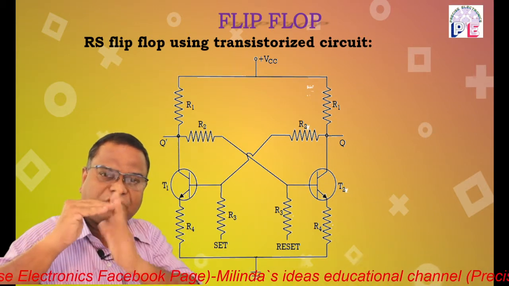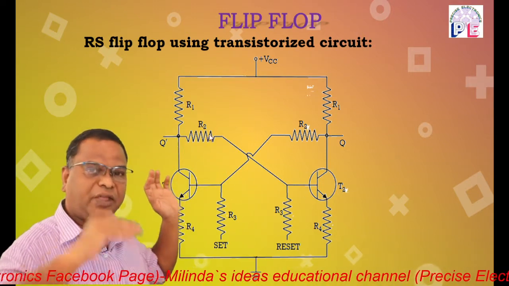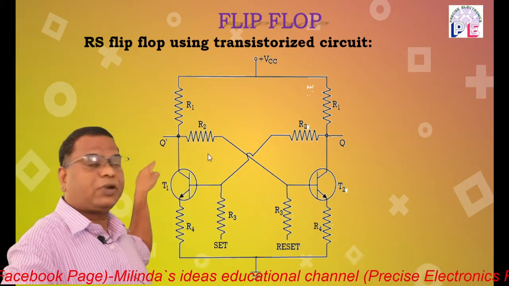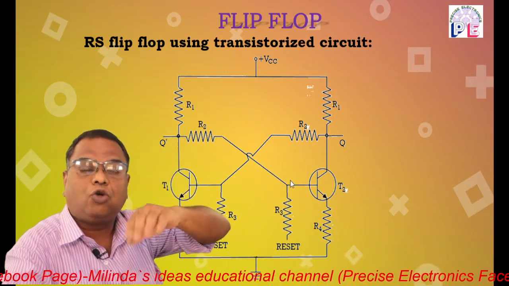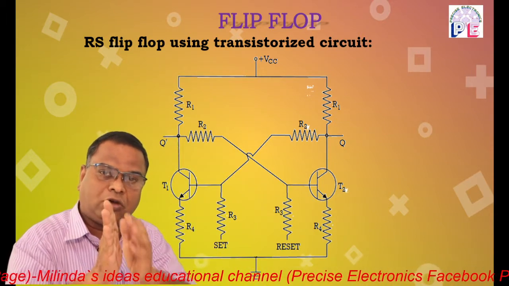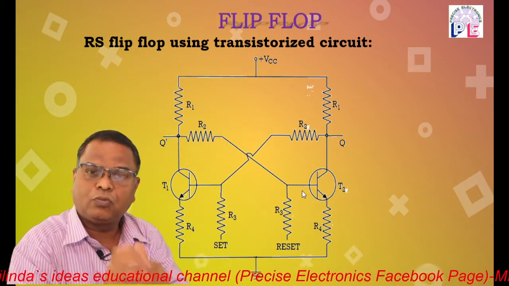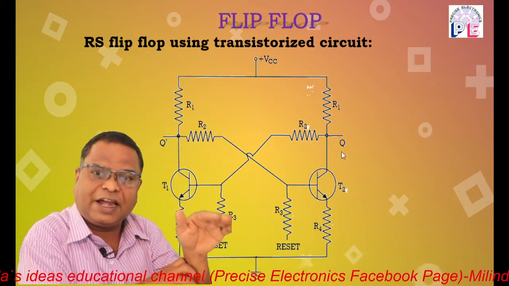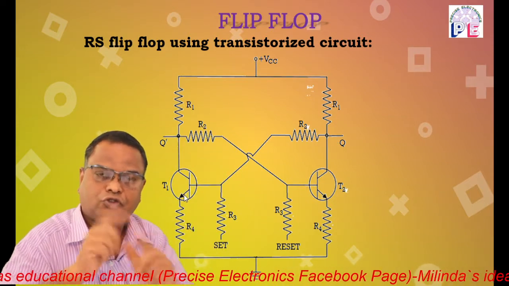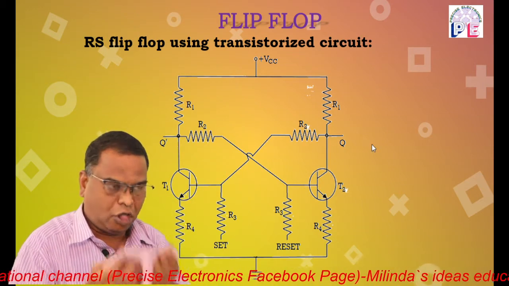The collector of the first transistor T1 is connected to the base of transistor T2. That means the output of transistor T1 is connected to the base of transistor T2. So the output is connected as an input for the next transistor. The output of T2, that is the collector of T2, is connected to the input terminal, that is the base, of transistor T1. So the output is fed back to the input terminals of the transistors.